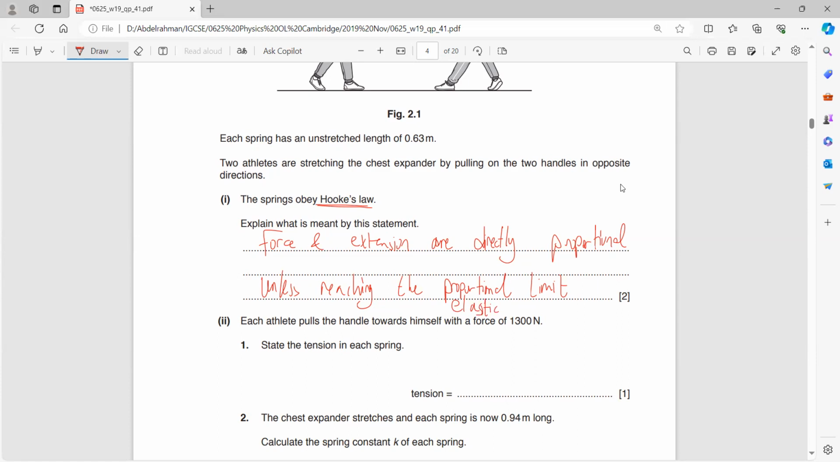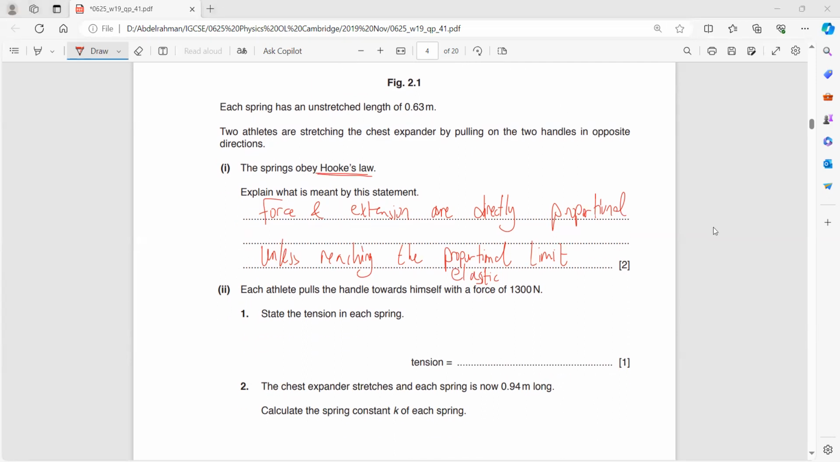طيب each athlete pulls the handle towards himself with a force of 1300 newtons. State the tension in each spring. Can you find the tension in each spring؟ حد يقول لي. Can I find the tension in each spring? How can I find it?